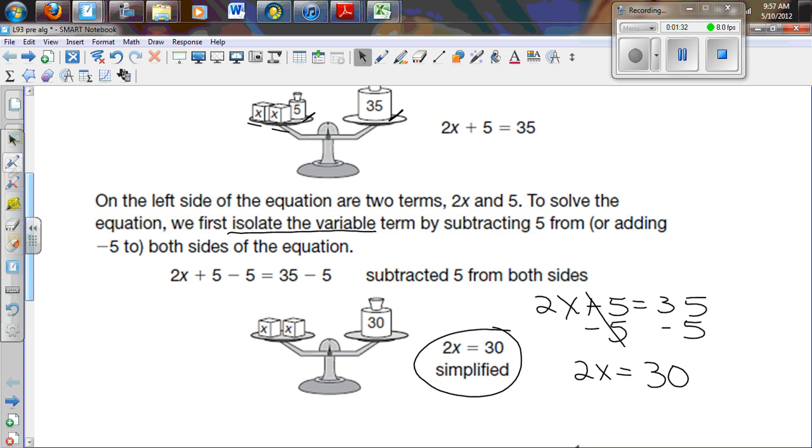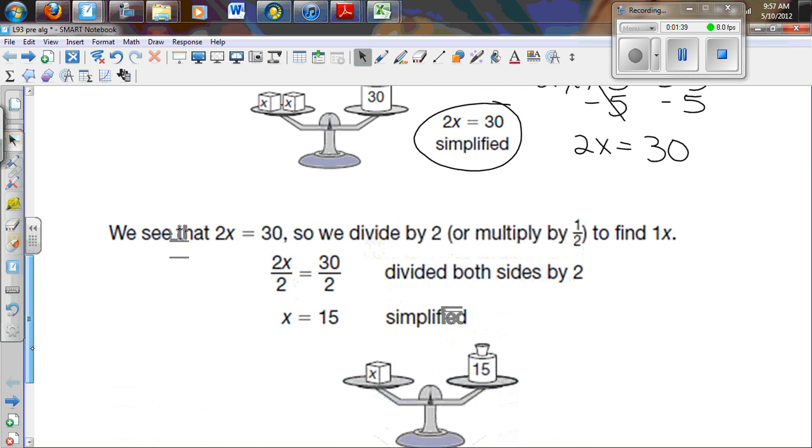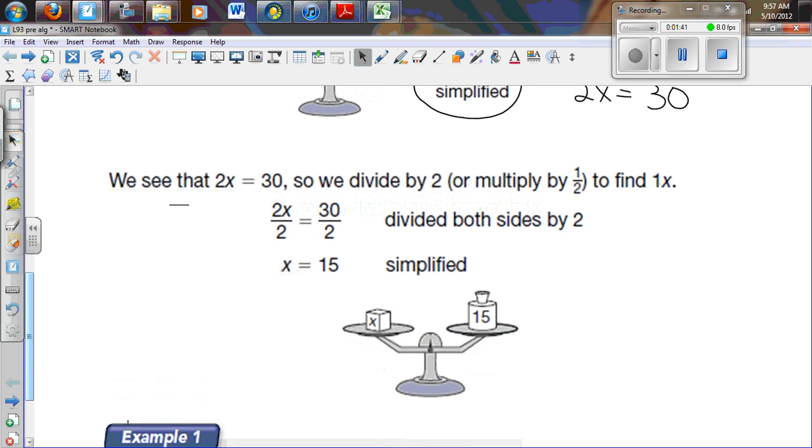So really, this is just like the one-step problems we've done before where we've had addition or subtraction. But now, we still aren't done with this equation. We still have those 2x's equaling 30. And so we have to divide both sides by 2 because we have 2x's. And so when you divide both sides by 2, then you get x equals 15. So again, I'm going to show that up here. We divide both sides by 2, and x equals, because those cancel to 1, and 1x equals x equals 15.